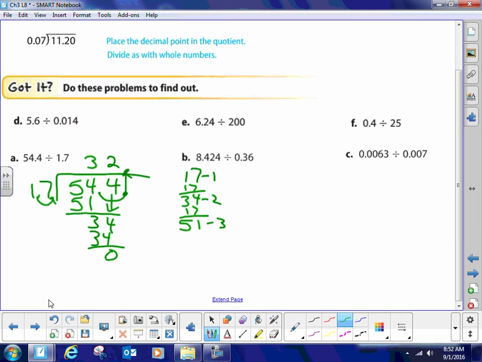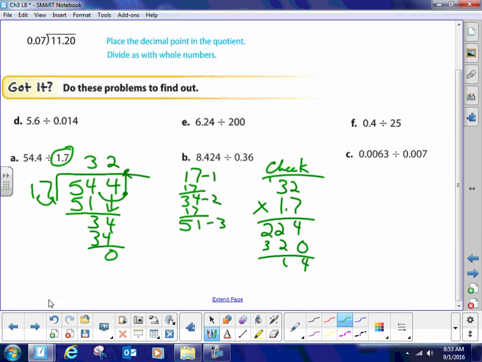That's our answer. To do our check, you just take 32 and multiply it by the original divisor, 1.7. 7 times 2 is 14, carry the 1. 7 times 3 is 21, plus 1 is 22. Then 0, 2, 3, 4, 4, 5, 1. Give yourself an ubwa, a wubba. And it's 54.4. Excellent. That means our work checks out. All right, let's move on to the next problem.